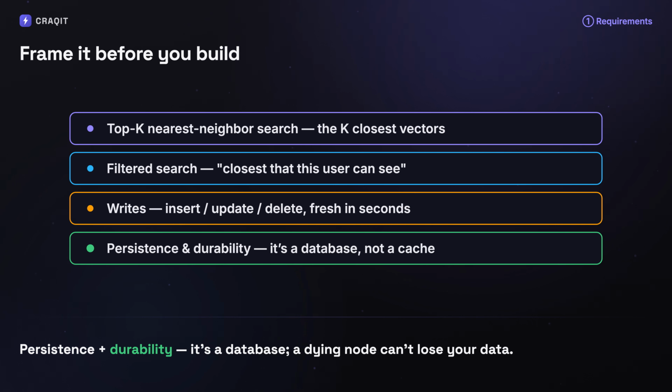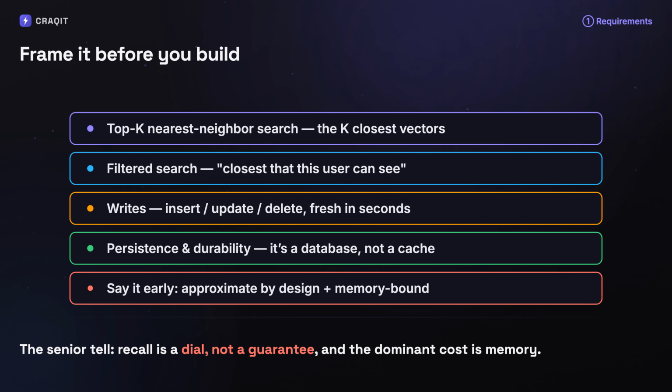Clarifying questions that signal seniority, and you should ask them before drawing anything. What's the scale? A few million vectors or billions? What's the recall target? Do we need 99%, or is 95 fine? Because that one number moves the whole design. What's the latency budget? 10 milliseconds or 100? What's the read-write mix? A static index rebuilt nightly or a fire hose of live updates? And what are the dimensions? Because that drives memory and cost directly.